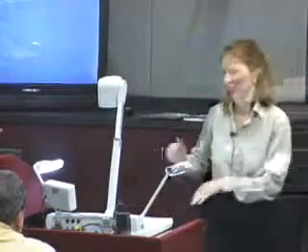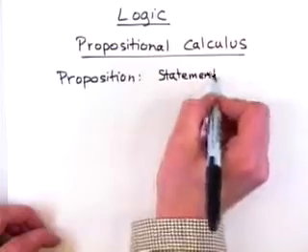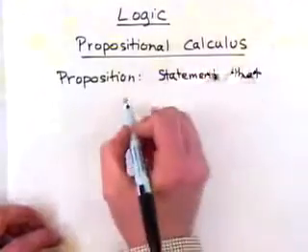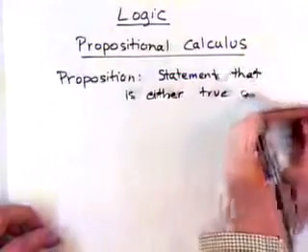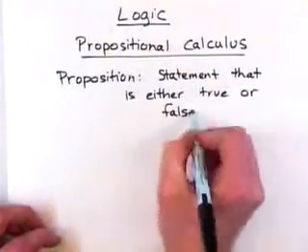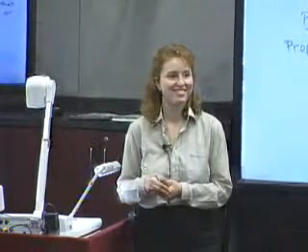How many people like calculus? Nobody? Good, because we're not going to do any. It's called propositional calculus because it's ways of recombining propositions. A proposition is a statement that is either true or false. That's going to be our basic unit for working with a computer.